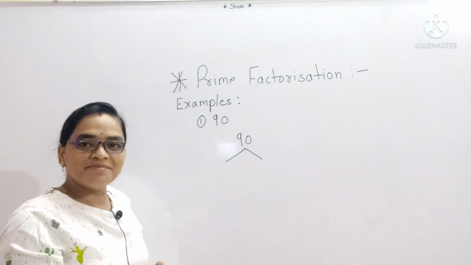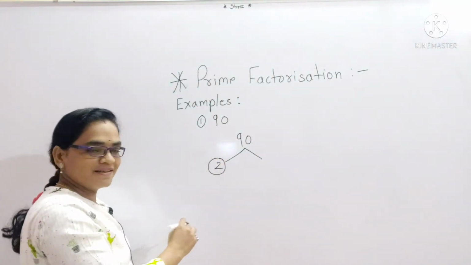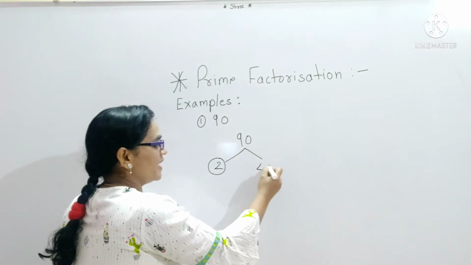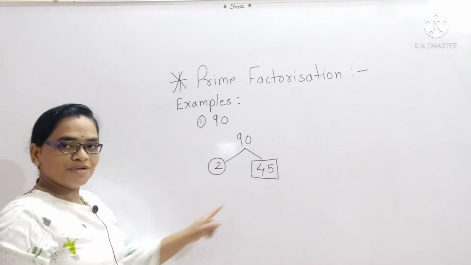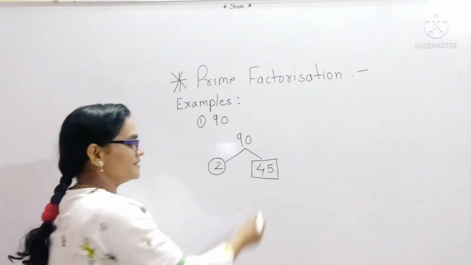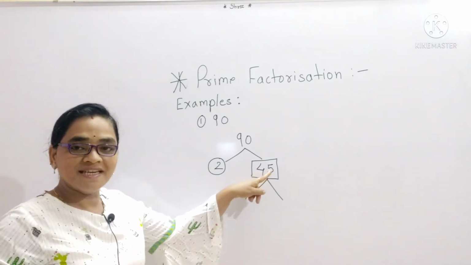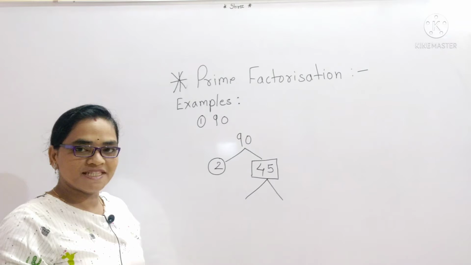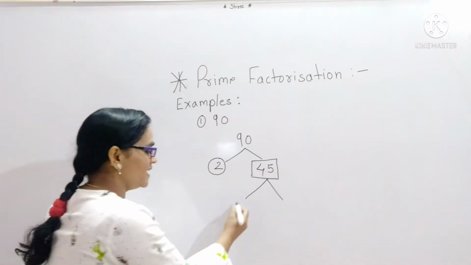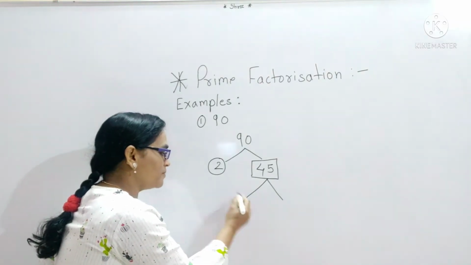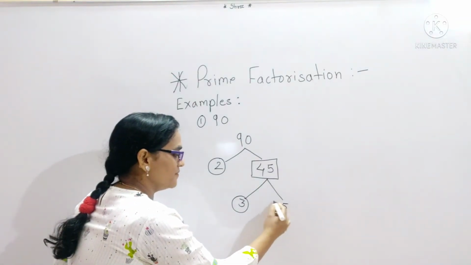The ones place is 0, which means this number is divisible by 2. And 2 is a prime number, so circle it. 2 fours are 8 and 2 fives are 10. 45 is a composite number, so square that. Then, 45 is divisible by which number? 2 is not possible because the ones place is 5. 5 plus 4 is 9, which means this number is divisible by 3. 3 is a prime number, so circle it. 3 ones are 3, 3 fives are 15.